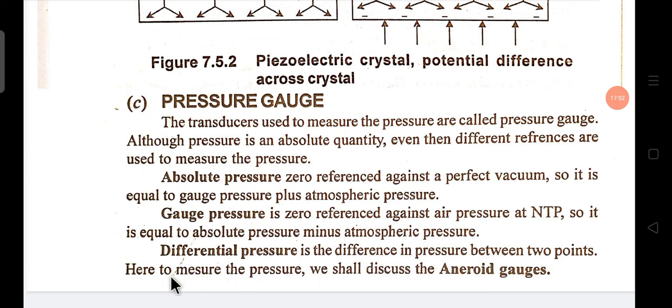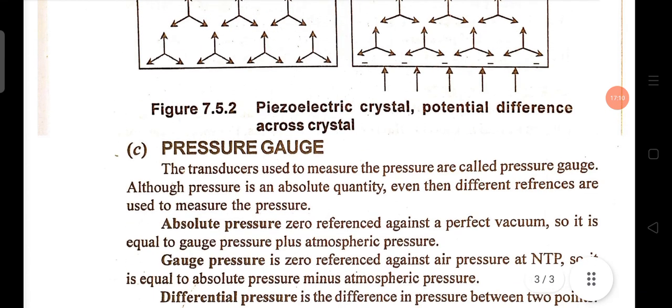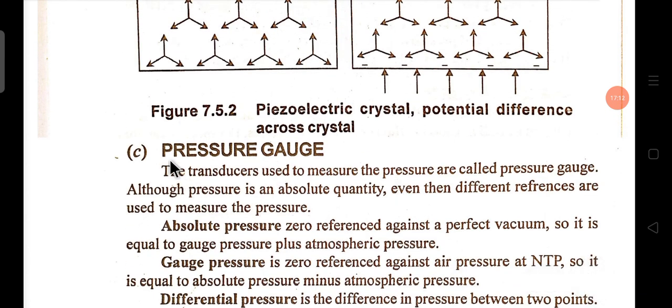Here, to measure the pressure, we shall discuss the aneroid gauge. Simply remember one thing about this pressure gauge: the transducer used to measure pressure is called a pressure gauge, and it converts the pressure signal into an electrical signal.